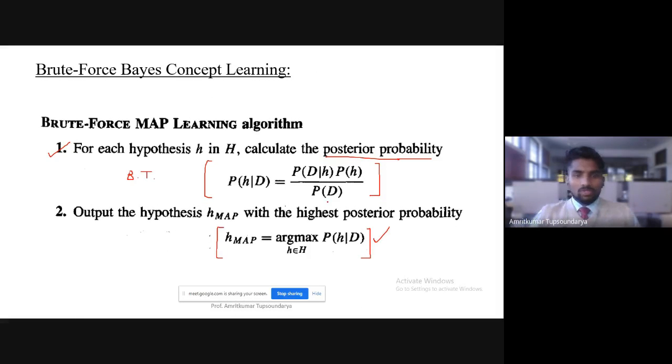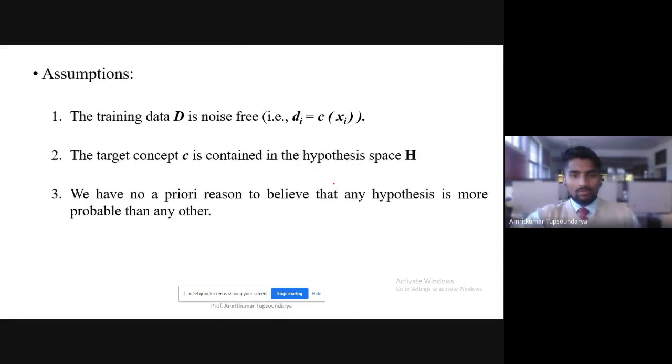So once we have this maximum posterior probability, then we move ahead to discuss concept learning in the Bayes brute force method. For that we need to have some assumptions. There are some standard assumptions which are considered for concept learning in the brute force based method. The assumptions are: number one, the training data, which is D, is noise free. We assume that the set of training data that we have is noise free data. We don't have any noise.